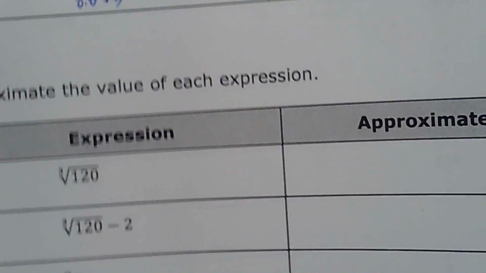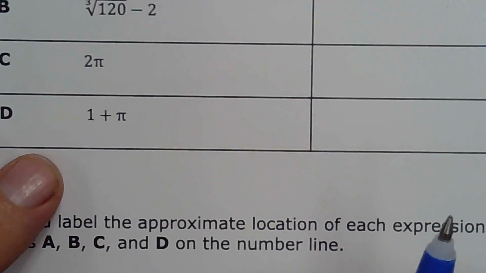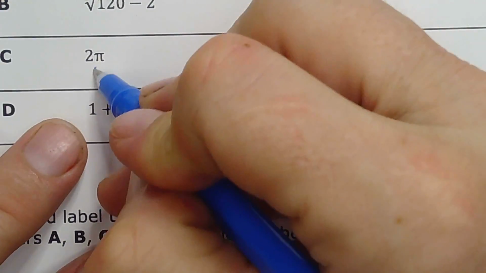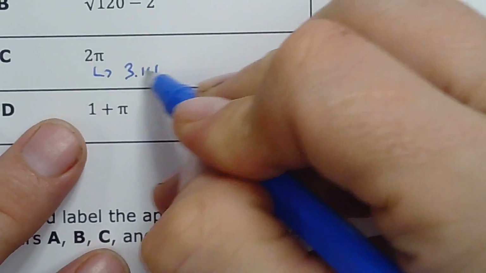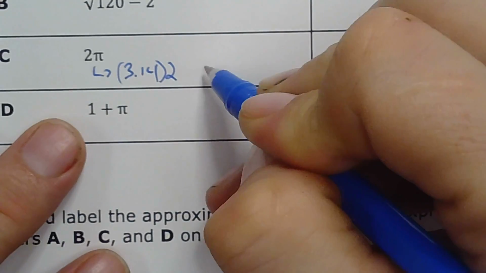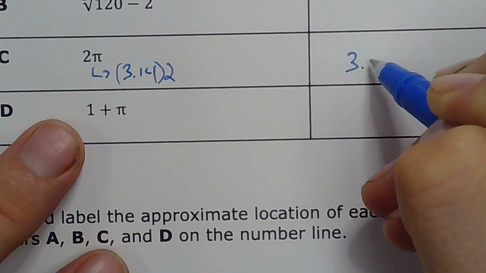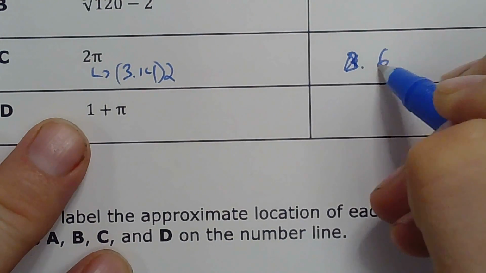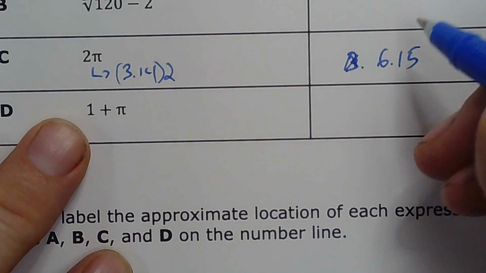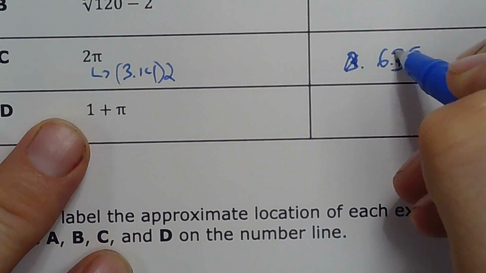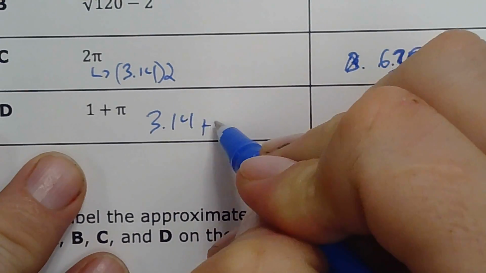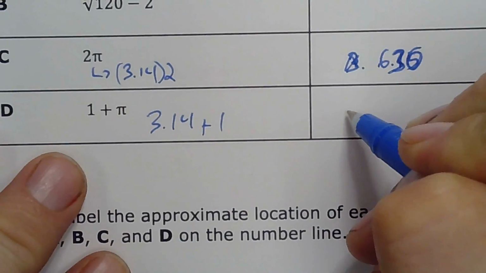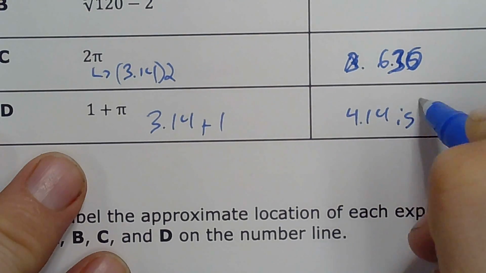Okay, here's one with pi. So pi is like 3.14, right? And we're gonna multiply that by 2, right? So it's like 6.15. No, sorry, 6.3. It's like 6.30. Right? This is like 3.14 plus 1, so it's like 4.14-ish, right?